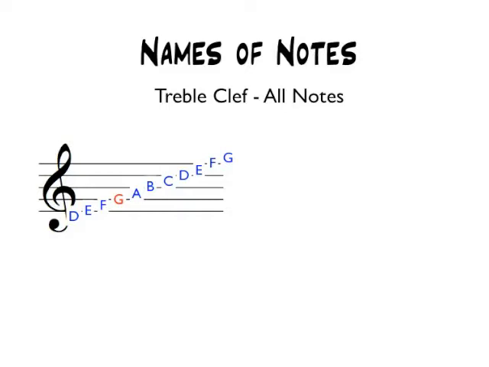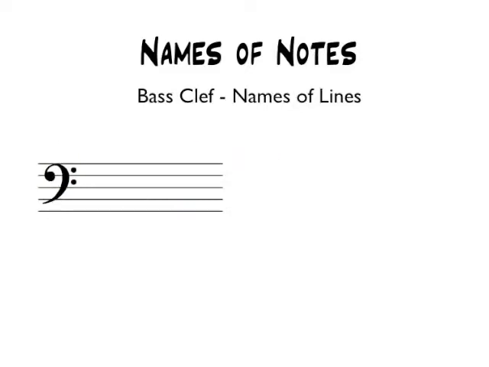Okay. So next one now is bass clef. Let's start with the names of the lines. The first line from the bottom, going bottom up, is G. Second line from the bottom is B. Middle line is D. We have F. And then the top line is A.